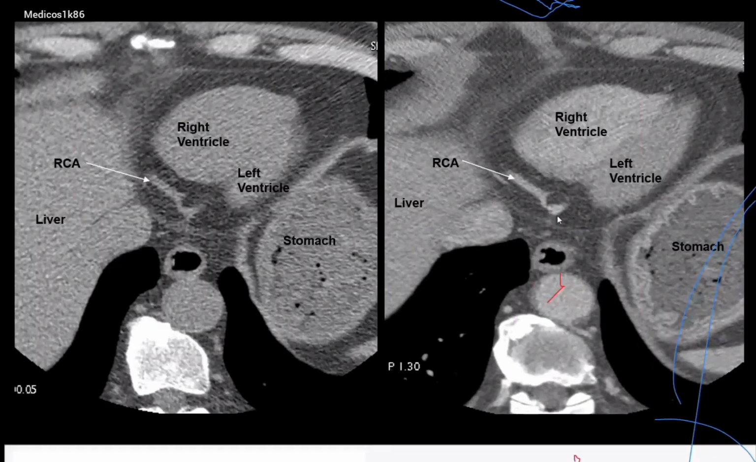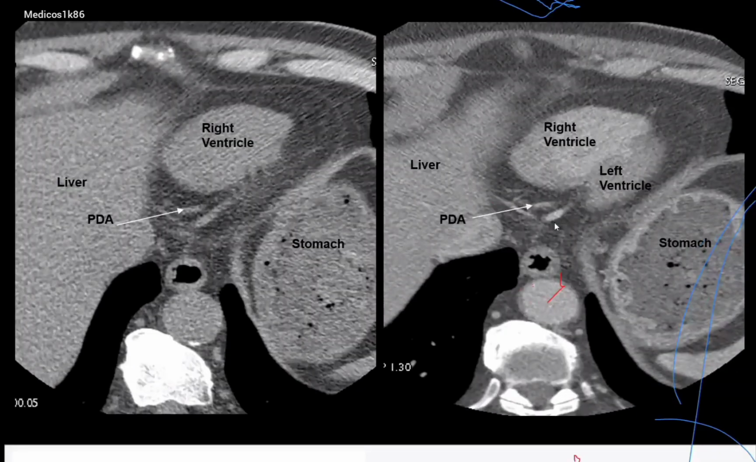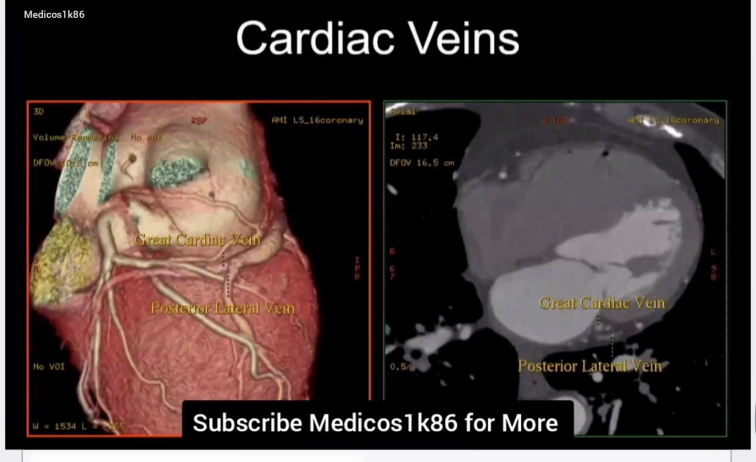If there is a right dominancy, we always have to see the PDA and PLB like this. If we see the PDA coming from the posterior part and moving in this direction, and I hope you can see my mouse, if it is coming from the left side, it is called left dominant. Now you can see the PDA is better, and it is a vein.